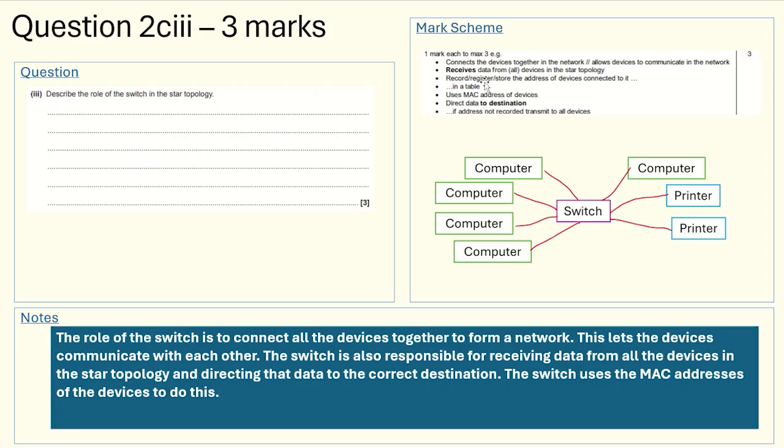Okay, some other points that we could get here are that the switch records or stores the address of the devices connected to it in a table, so it knows where to send them to. And also, if the address isn't recorded, so if a device sends a piece of data to the switch and it doesn't know where it's going, then the switch can transmit that data to all devices to see which one is due to receive it. So 2 extra points we could get in there for that one too.